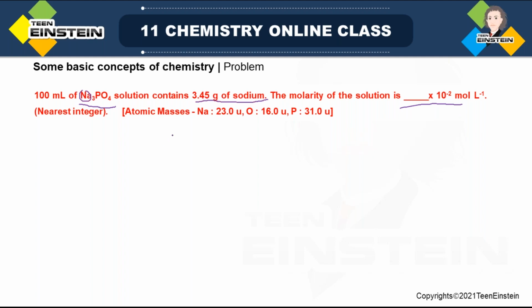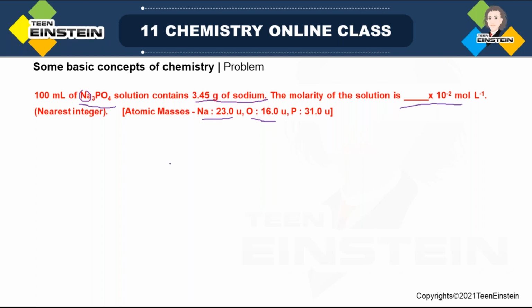Some more information is also given. Atomic masses: sodium is 23, for oxygen it is 16, for phosphorus it is 31. So, Na3PO4. Per mole of Na3PO4, or you can say per molecule of Na3PO4, what is the number of Na? It is 3 atoms present.